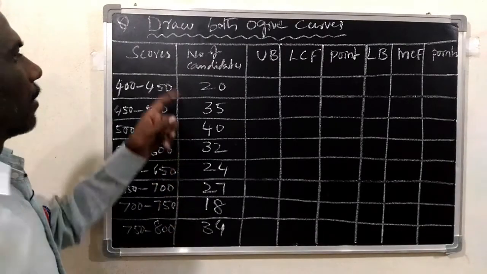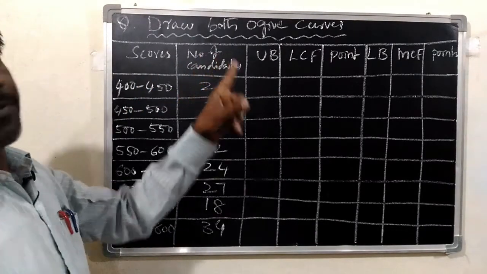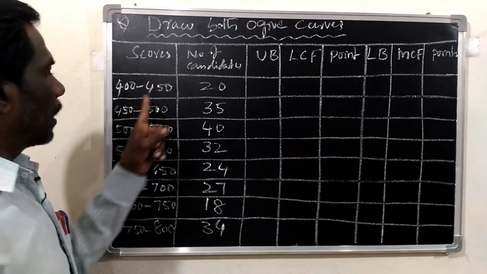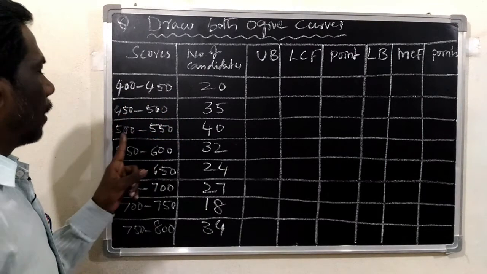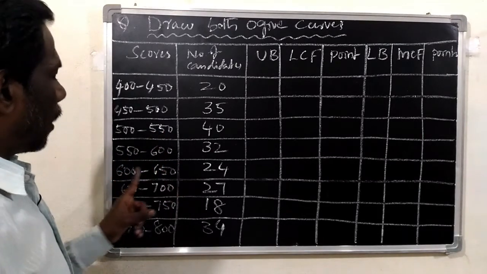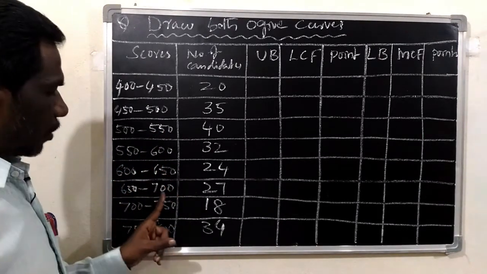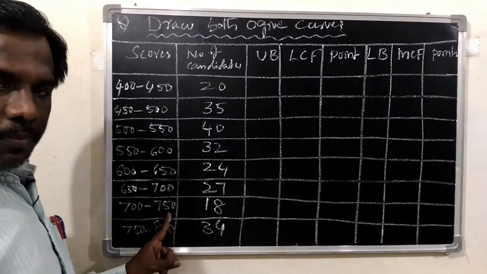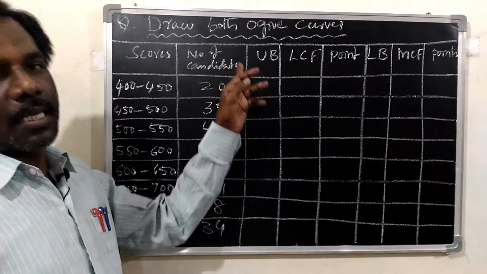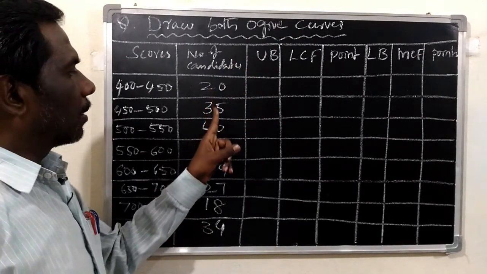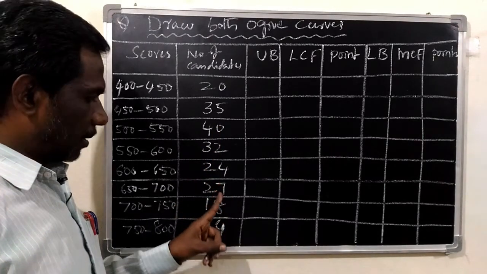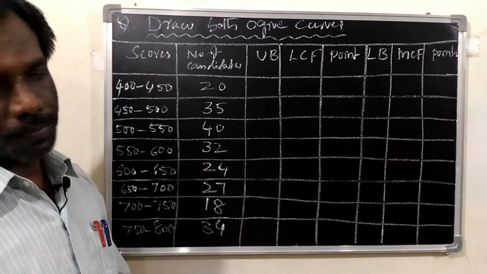See, the question gives scores and number of candidates. Scores are 400 to 450, 450 to 500, 500 to 550, 550 to 600, 600 to 650, 650 to 700, 700 to 750, 750 to 800. And the number of candidates given are 20, 35, 40, 32, 24, 27, 18, 34.